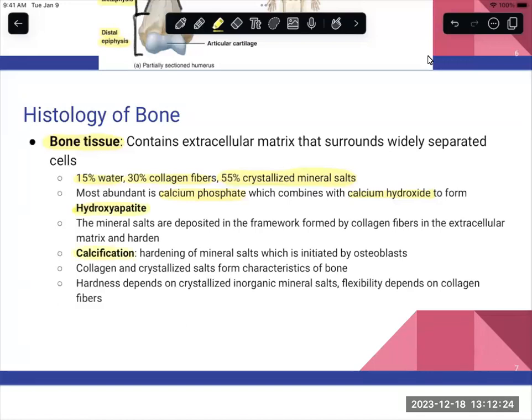Calcification, this is something that happens to all of our bones. Calcification is that hardening. And it's started by cells that are called osteoblasts. They are the main cells that are going to cause this calcification to occur.